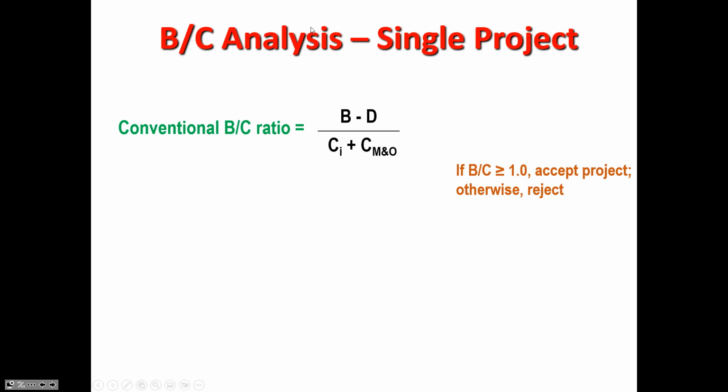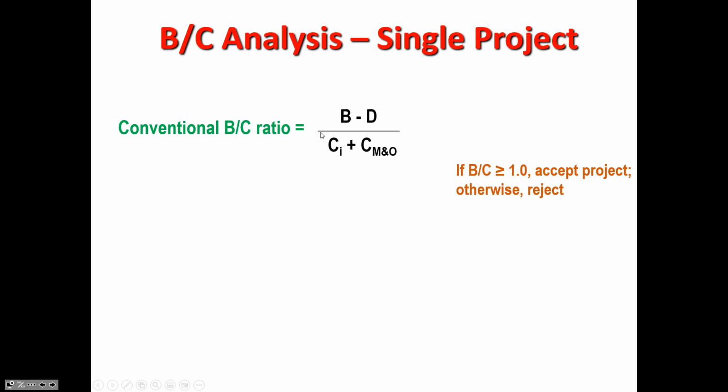Okay, so write this formula down because this is an important one. This conventional B to C ratio says that in the numerator, what we include are the benefits minus the disbenefits, and then in the denominator we have the costs, and the two costs, remember, are the initial costs plus the maintenance and operation costs. They all have to be at the same time frame. So either everything has to be at the present, or everything has to be at the future, or we can calculate the annual equivalent of the benefits, the disbenefits, the initial cost, and maintenance and operation.